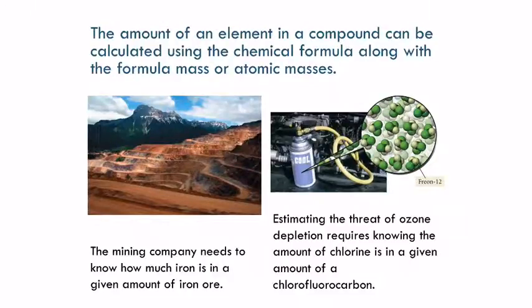And this happens in all kinds of different situations. So here's a picture of a mine. They're mining iron. Well, you don't find just chunks of pure iron in the ground. You find it in the form of compounds, iron ore. And so a company wants to know, well, how much iron ore do I need to gather up to get a certain amount of iron out of it? And we do that by looking at the chemical formula along with that formula mass or the atomic masses that we've been learning about.